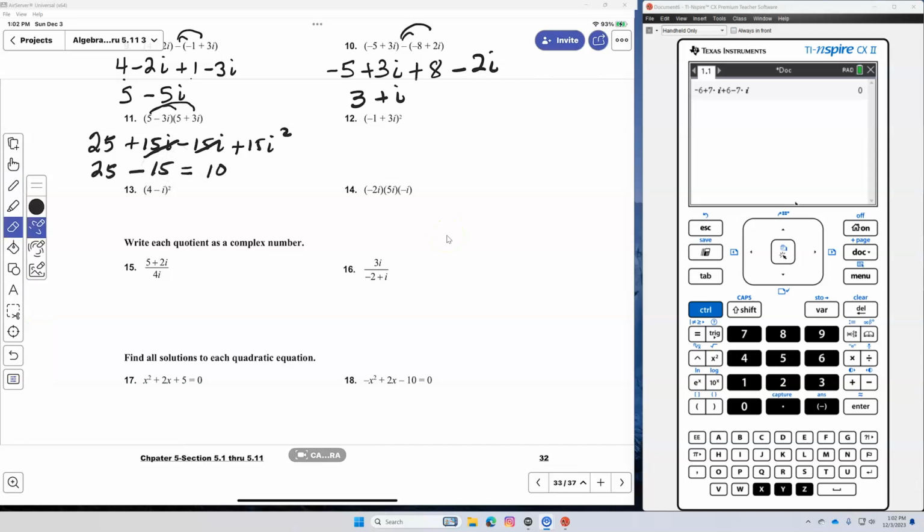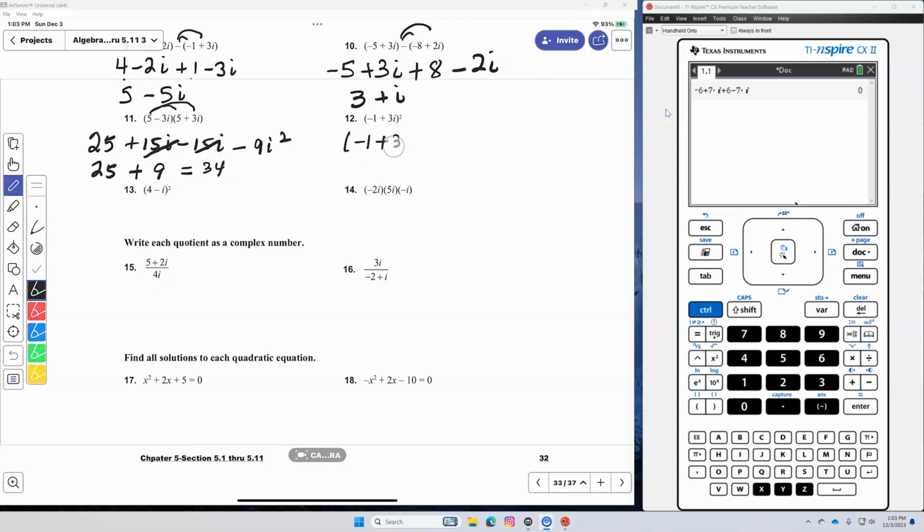I made a mistake. Negative 3 times negative 3 is not 15i squared. It's actually negative 9i squared. And then let me erase this here. Minus 9i squared, so that's going to be positive 9. So 25 plus 9 gives you 34.